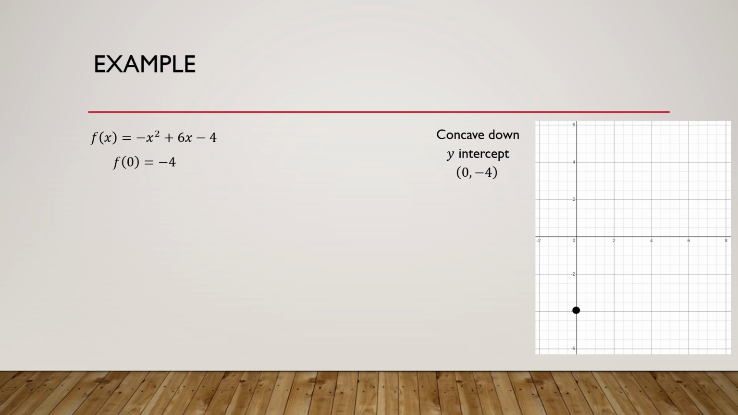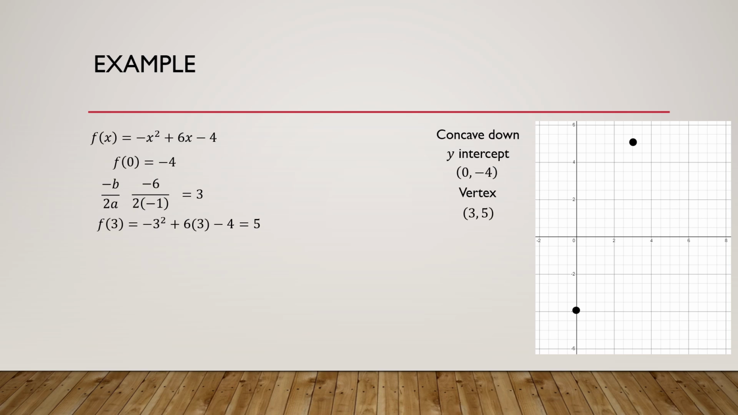If we use negative b over 2a, we get negative 6 over 2 times negative 1, which simplifies to 3. F of 3 is negative 3 squared plus 6 times 3 minus 4 equals 5. The vertex is then 3, 5.